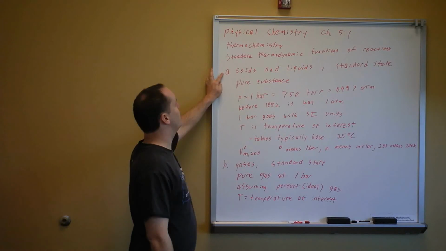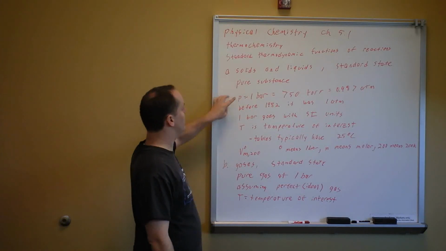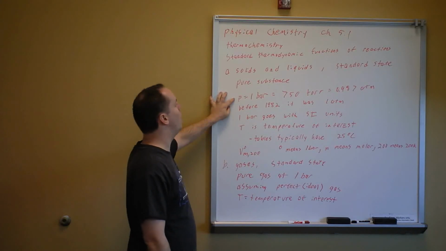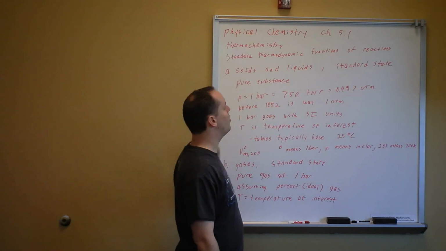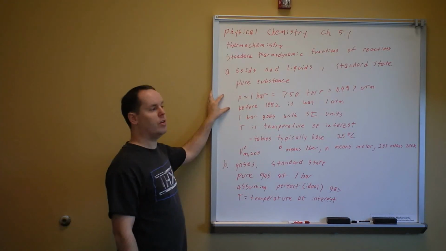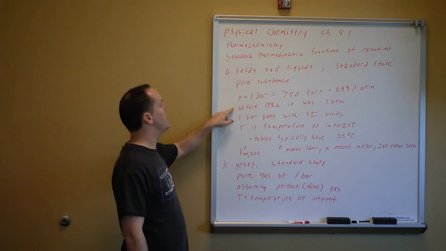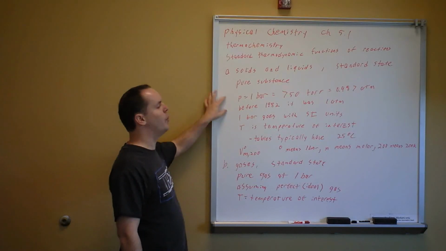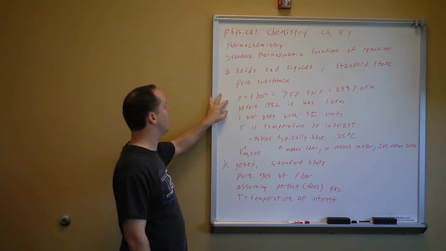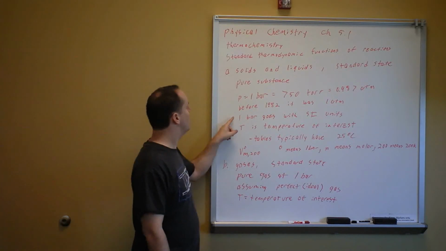In the condensed phases, which is solids and liquids, the standard state of course is a pure substance. Our pressure is denoted as 1 bar, which is 750 torr or 0.987 atm. Now be careful when you're looking up stuff in books, tables, on the internet, etc., because it used to be 1 atm, which is slightly different from 1 bar. So the numbers won't come out exactly the same. So make sure when you look up information, you know what you found.